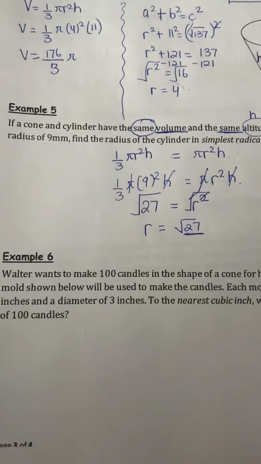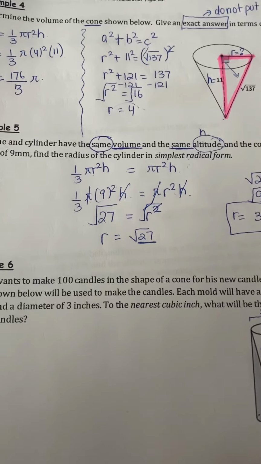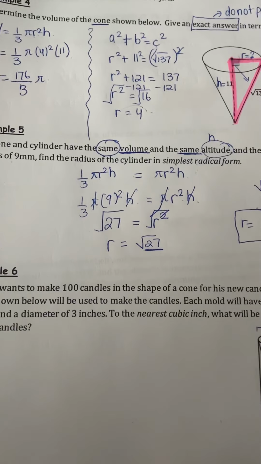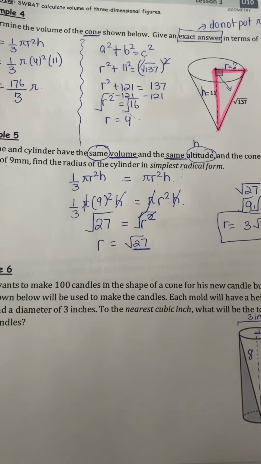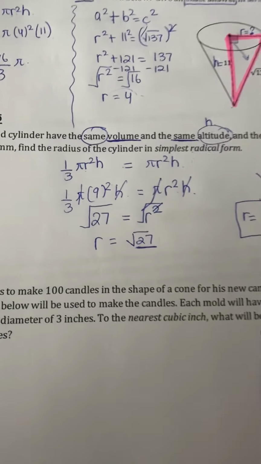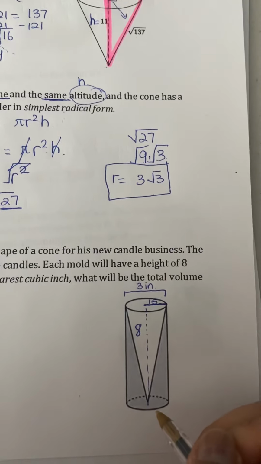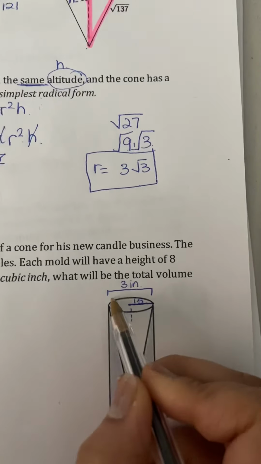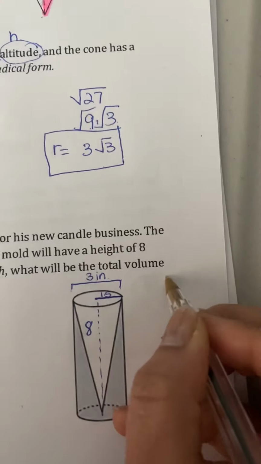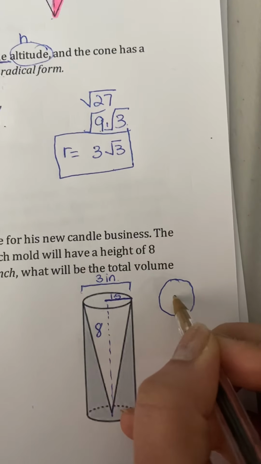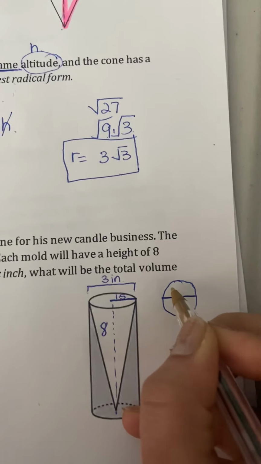Okay, so let's read this question. Example 6. Walter wants to make 100 candles in the shape of a cone for his new candle business. The mold shown below will be used to make the candles. Each mold will have a height of 8, so the height of 8 I've already marked on this, and it's inches, and the diameter is 3 inches. This is the diameter. Diameter is the length across. If you weren't aware, this is a circle. That's the center. Diameter is this, right? This is the diameter, which is 3 inches.